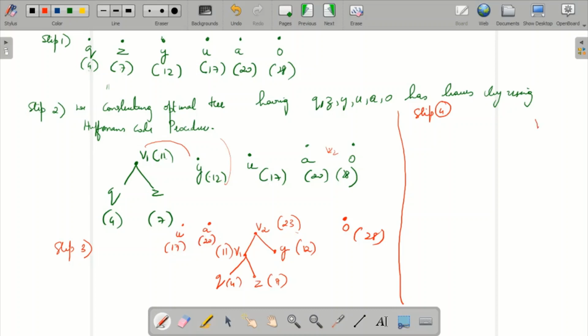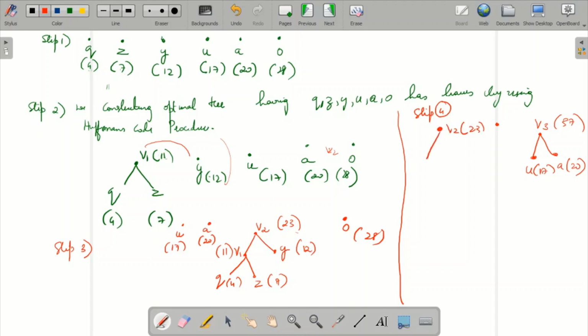That is V3, and V3 weight is 37, and here it would have one branch as U, that is 17, and one more branch as A, that is 20. 37 is the last. Next to that are these two branches. Still the same tree you're going to draw again. That is V2, which had 23.